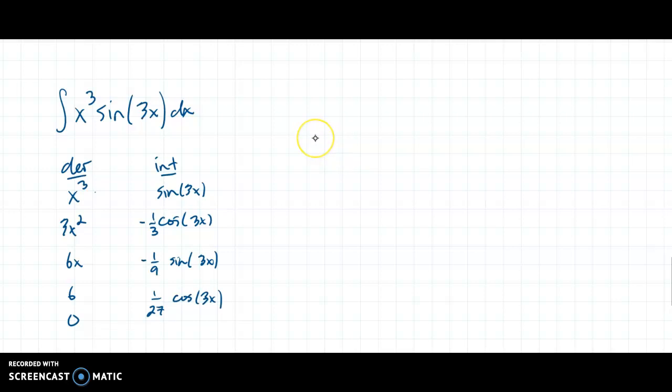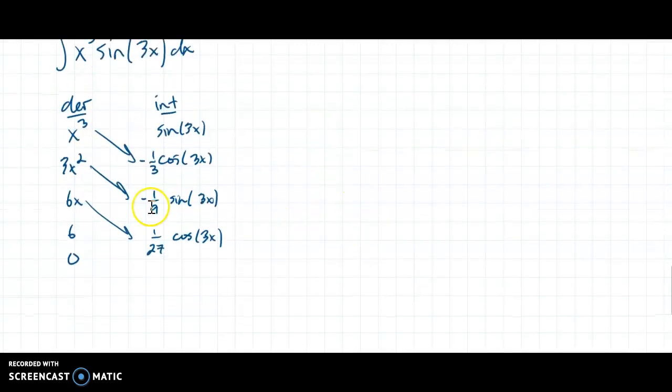And at this point, I'm going to check to see if I have enough lines on the inside. Nope, it looks like I need to do one more line because I need to get down to the spot where I hit that 0. So I get 1 over 81 sine of 3x. You may be wondering why this one's positive. Well, I've got a negative sign here, and that's actually what cosine derives to, right? Cosine derives to negative sine. All right, so we go wha-bam.